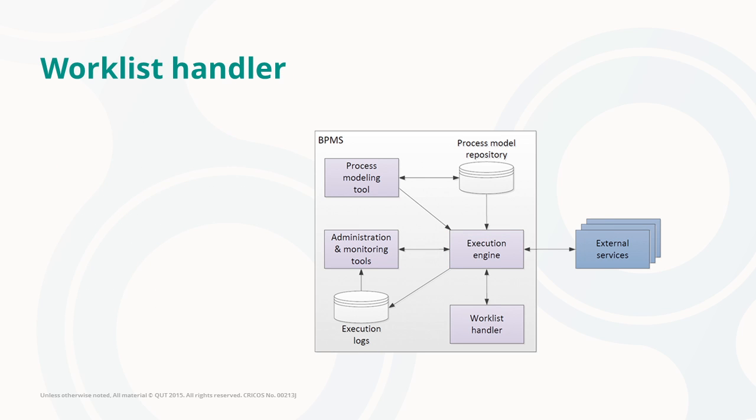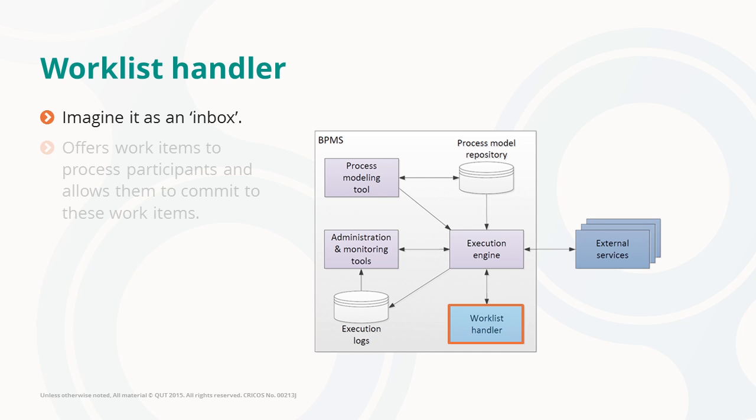The third component of a BPMS is the worklist handler. Think about it as an inbox. The worklist handler gets work items from the execution engine and in essence offers them to the process participants. Process participants then commit to performing these work items. They enter the data necessary for the performance of those work items, and eventually they submit that data back to the execution engine, by that signaling in some cases the completion of the work item.